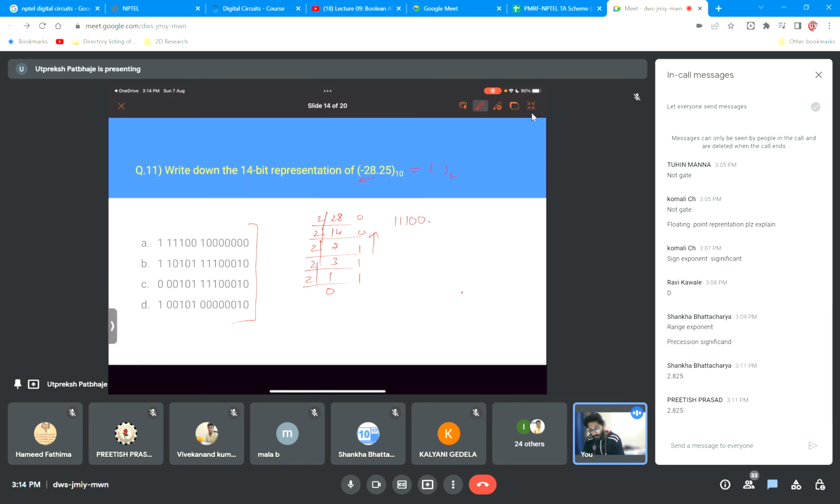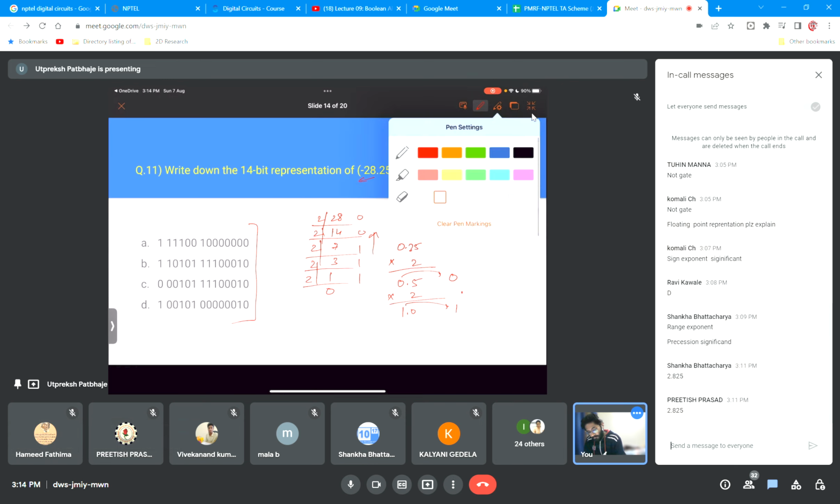So I got the part which is before the decimal. Then to convert this, I'll keep on multiplying with 2. So this 28.25 will turn out to be 11100.10 to the base 2.